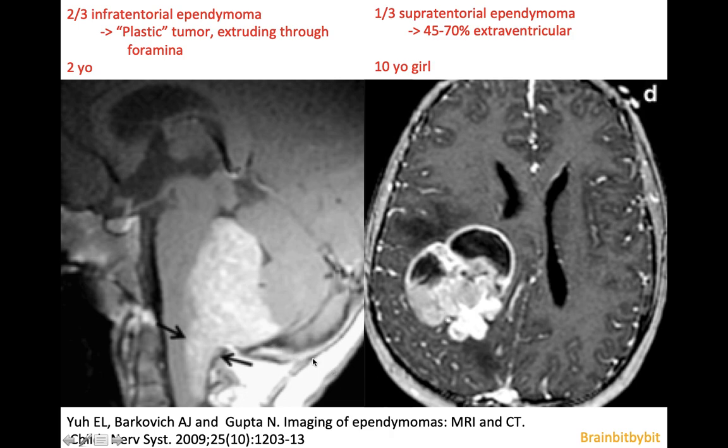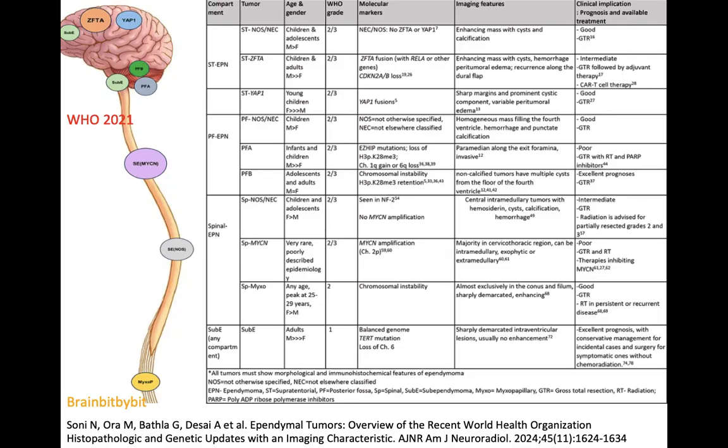Ependymomas can spread through the CSF, so you always have to do imaging of the entire neuraxis if you think of an ependymoma, to check for leptomeningeal metastasis.